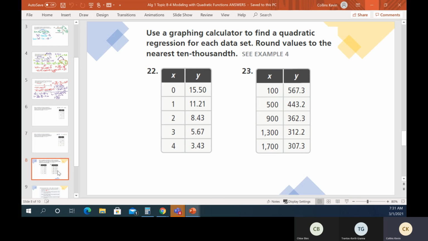It says use a graphing calculator to find the quadratic regression. Yeah, we're going to use the internet. Because quite frankly, graphing calculators, the graphics are terrible. And it's probably easier just to use something online. Okay?